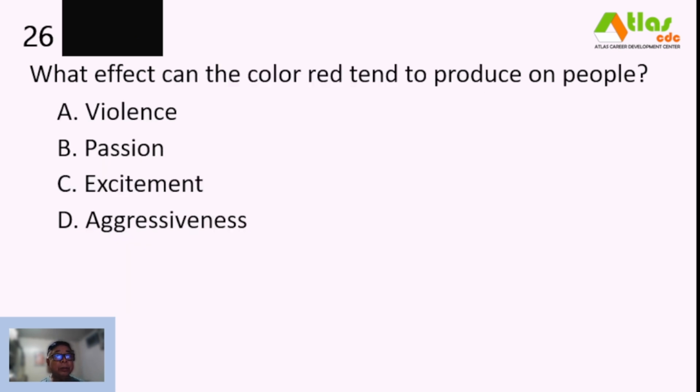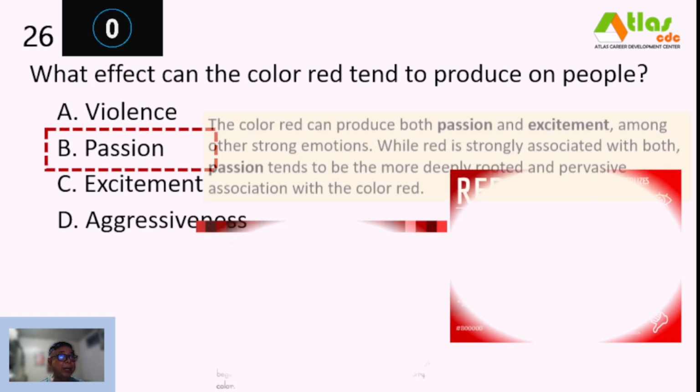Number 26. What effect can the color red tend to produce on people? A. Violence. B. Passion. C. Excitement. And D. Aggressiveness. And our correct answer is letter B, passion.